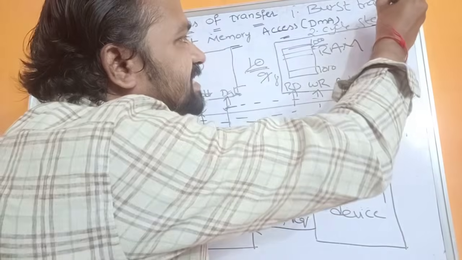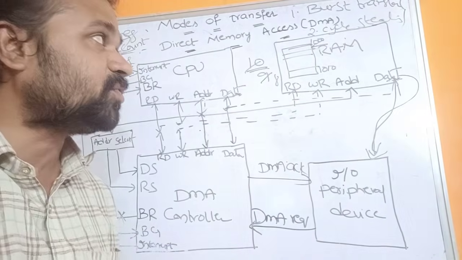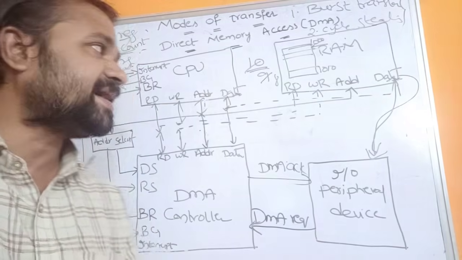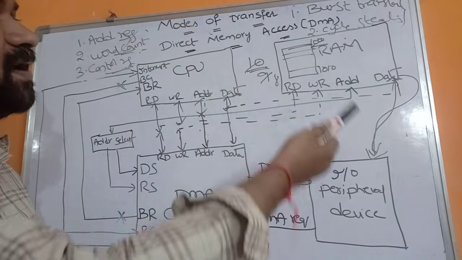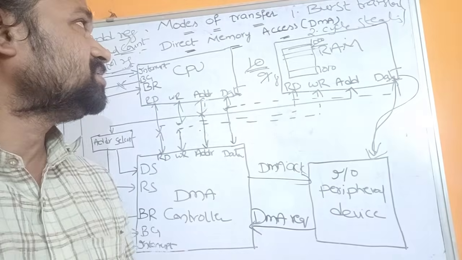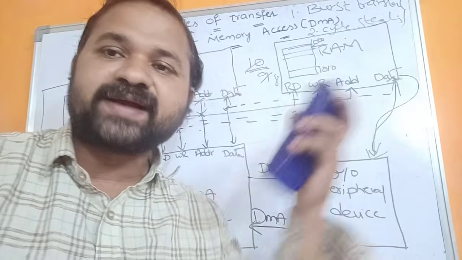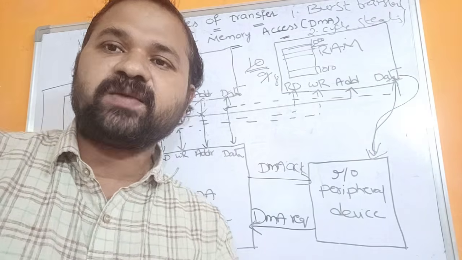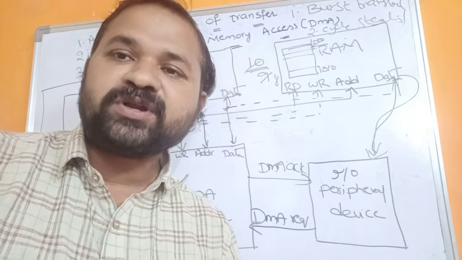So by using these two modes, burst transfer mode as well as cycle stealing mode, the data will be transferred between IO devices and memory. So this is about direct memory access. With this, the modes of transfer are over. In the next video we will see about the IO processor, the input output processor.